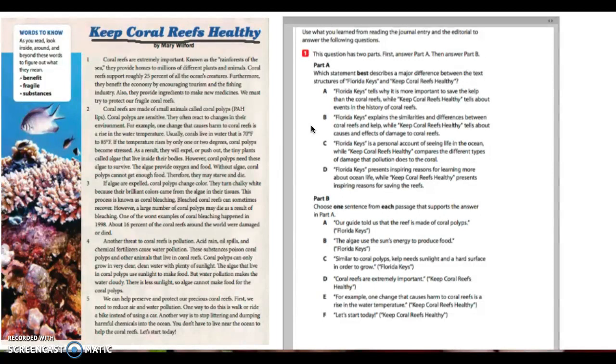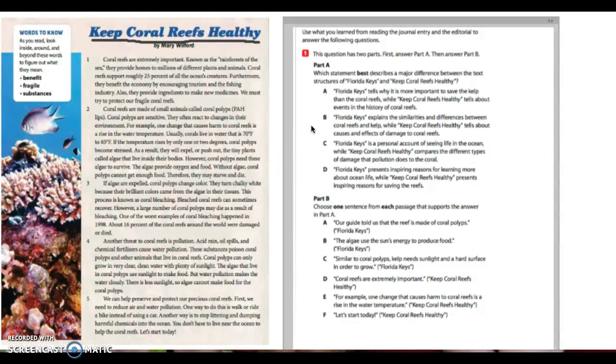The coral reefs are made of small animals called polyps. Coral polyps are sensitive. They often react to changes in their environment. For example, one change that causes harm to coral reefs is a rise in the water temperature. Usually, coral lives in water that is 70 degrees Fahrenheit to 85 degrees Fahrenheit. If the temperature rises by only 1 or 2 degrees, coral polyps become stressed.